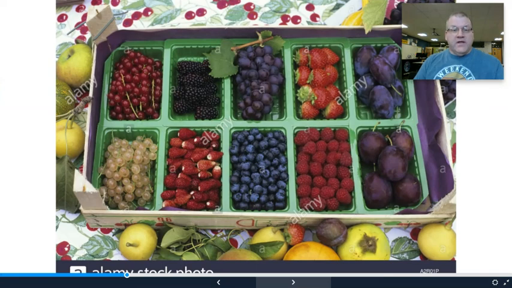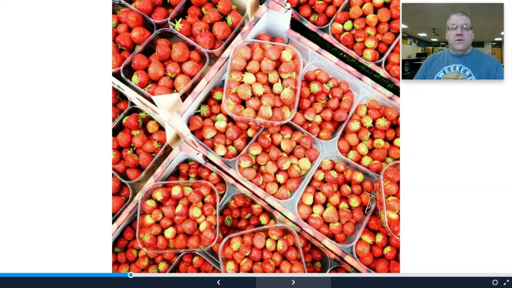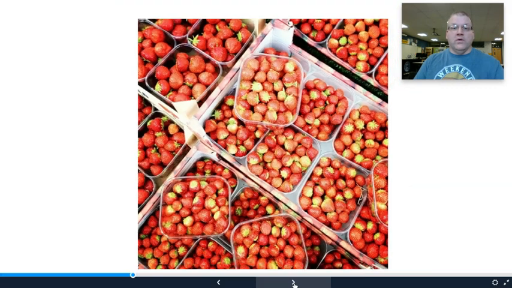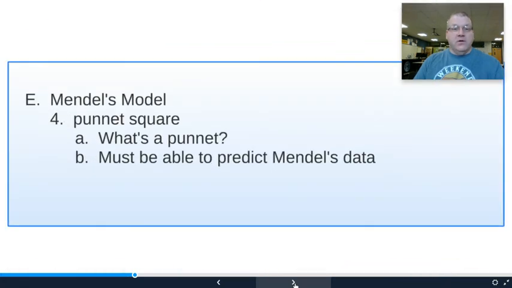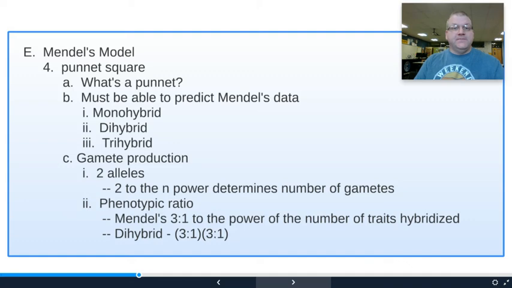And how convenient are they? They make it easy to separate produce. They make it easy to buy one entire punnet at a time. Handy and dandy. Certainly would have been very much commonplace in Mendel's world in the monastery garden. Okay, so thus the Punnett square concept.